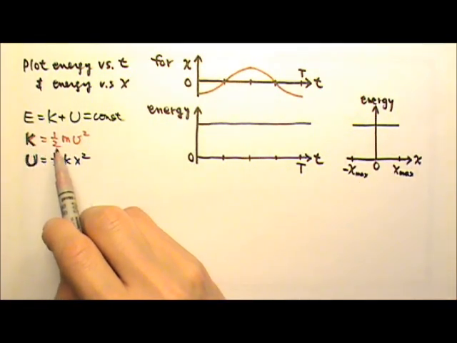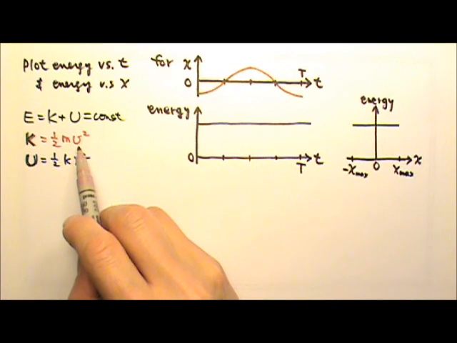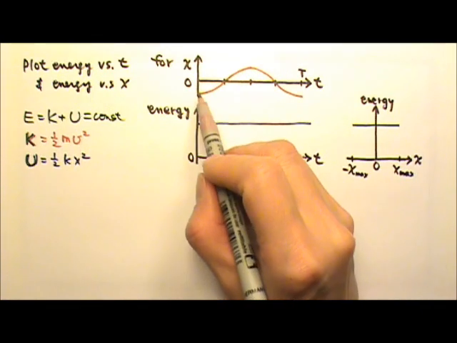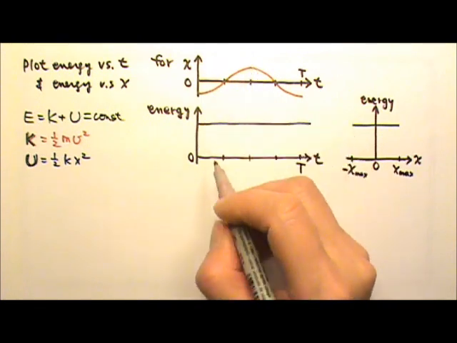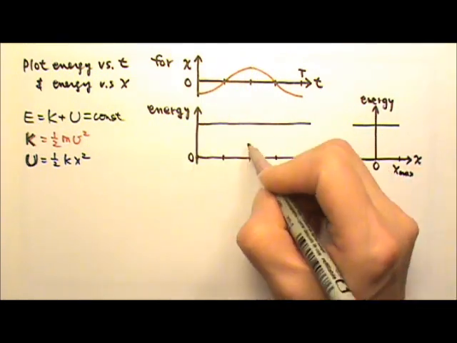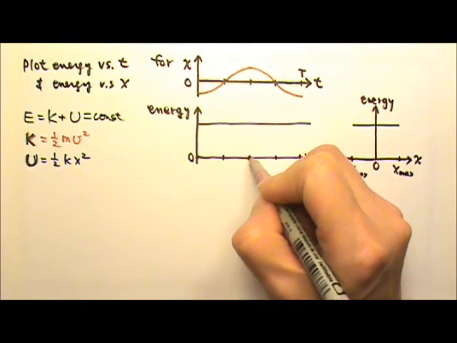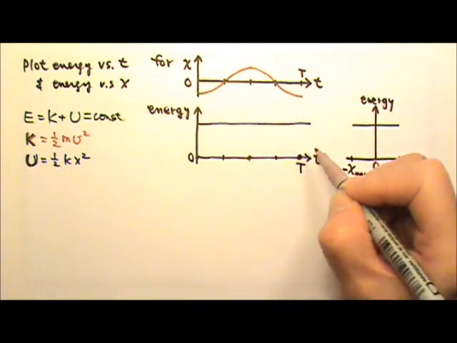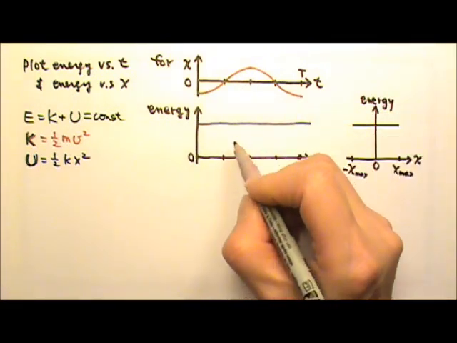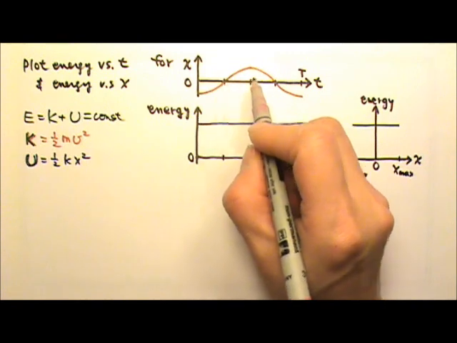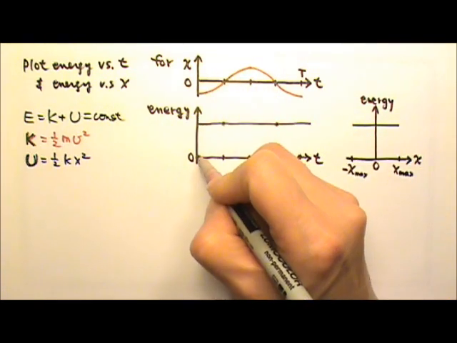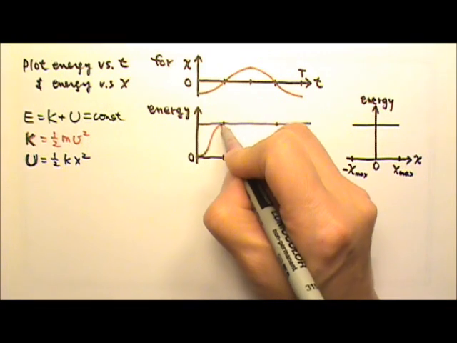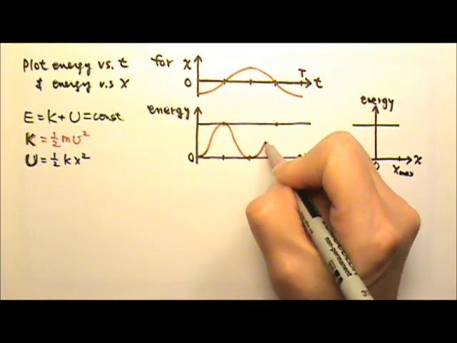The kinetic energy, 1/2 mv squared, is zero at the endpoint. The oscillator is at the endpoint over here and there. So the kinetic energy will be zero at the endpoint, zero at the endpoint. And the kinetic energy is a maximum at the equilibrium. So the graph is like this for the kinetic energy.